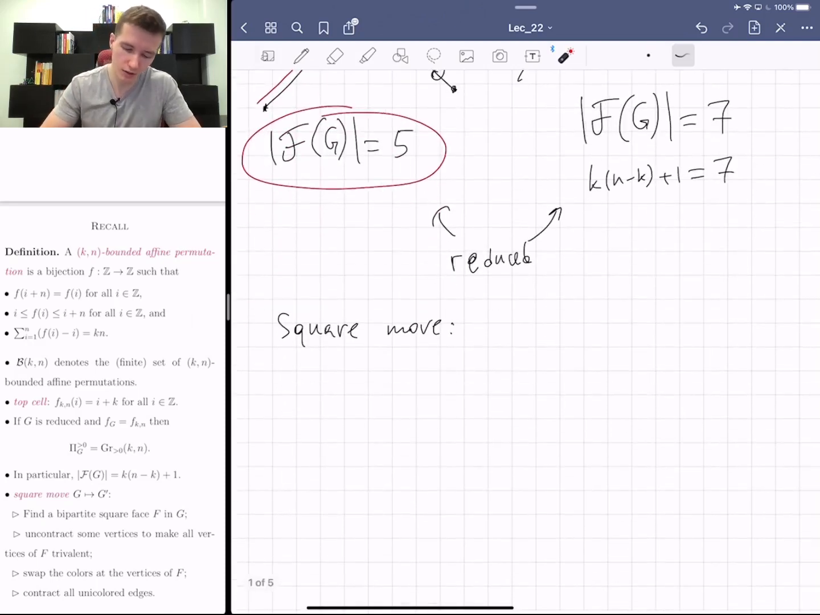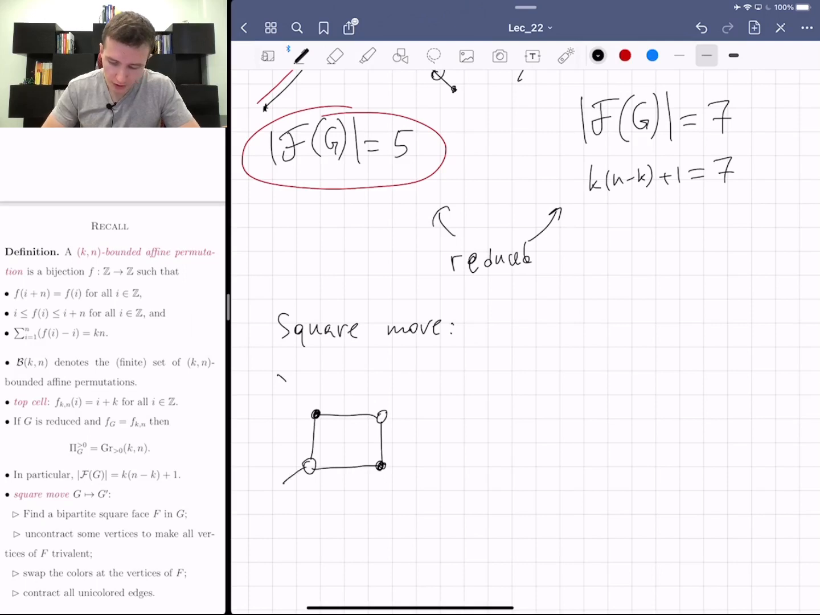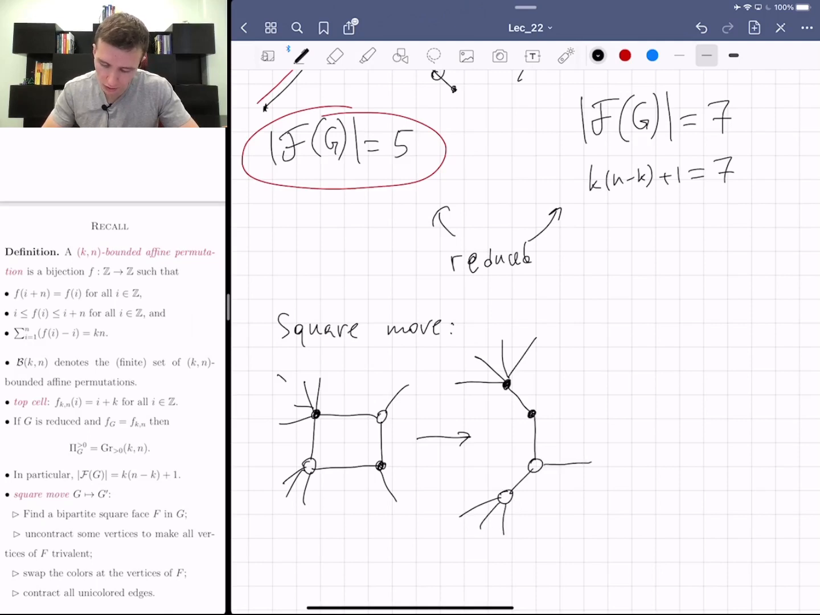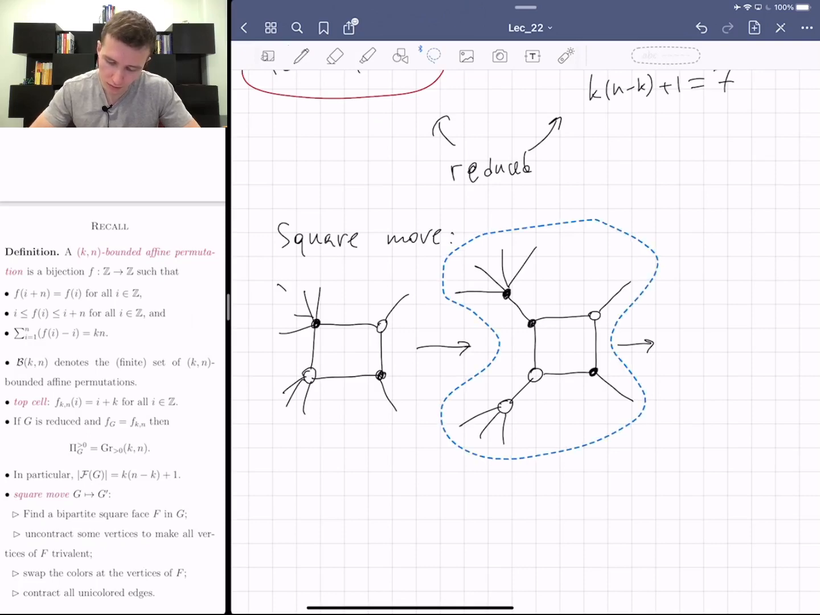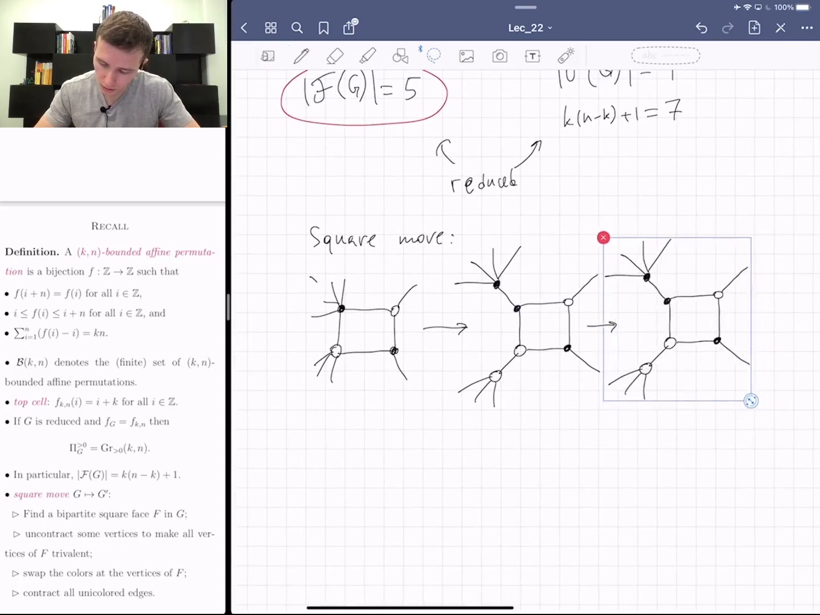But you have to be careful. Let's say you have a square face. In principle, these vertices have a lot of other neighbors. So what you do first is you uncontract, so that your graph is no longer bipartite, but so that all vertices of this face have degree 3. All right, so uncontract so that all vertices are trivalent, and then you swap the colors.